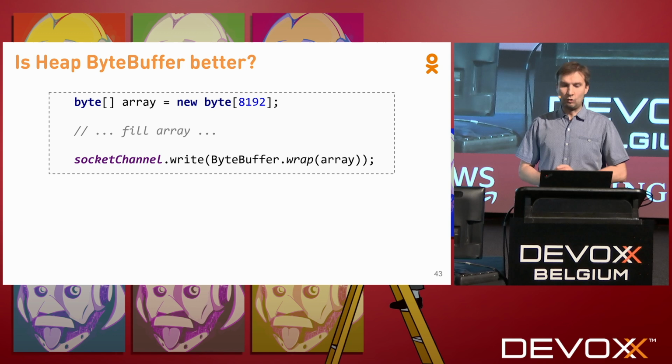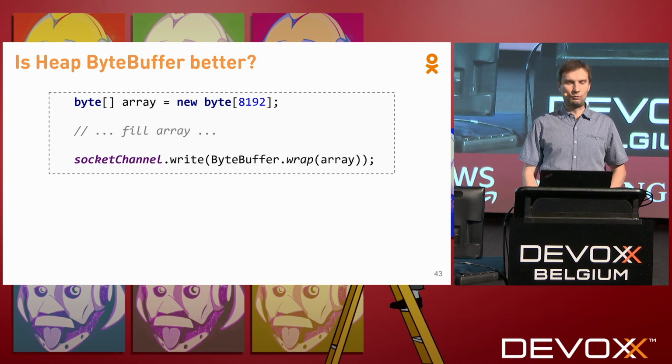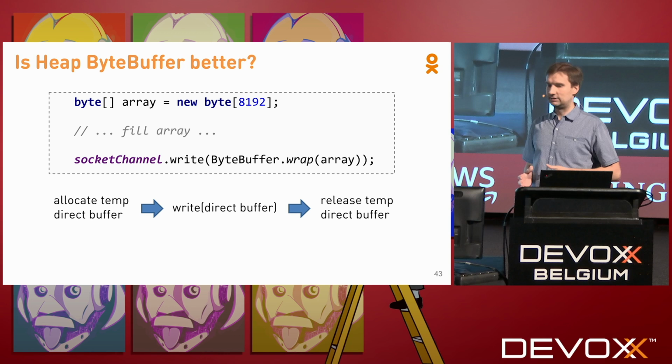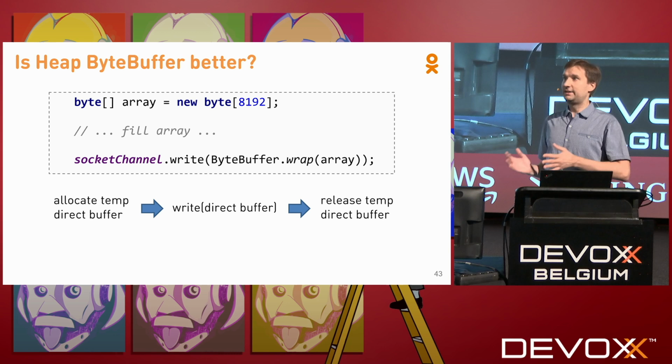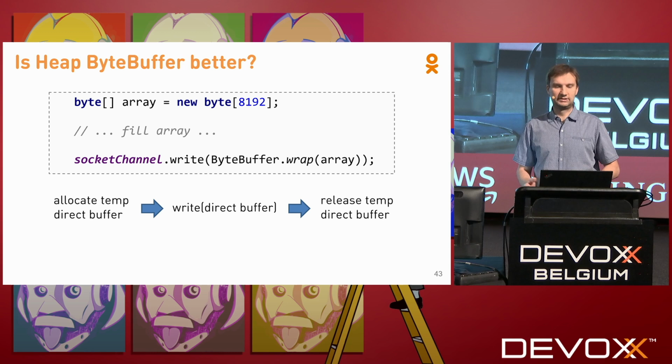Okay, if direct byte buffers are that bad, maybe it's better to use heap byte buffers instead. Well, heap byte buffers are not a solution, because Java cannot do I/O with heap byte buffers. Whenever you try to read or write from a heap byte buffer, the JDK allocates a temporary direct buffer, copies the data to it, and after that releases the buffer. But this allocation and releasing may cause overhead, of course.